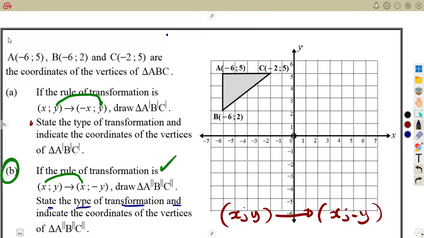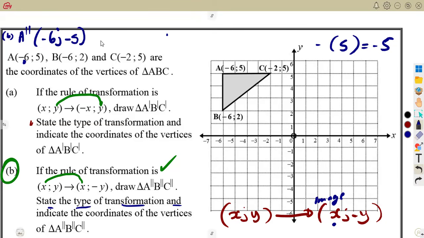So meaning to say, let's consider these, all right? So this is B. So the image of A, as you can see this time, there are two bars there. So the image of A was going to be what? X is not affected, remember, on the image. X remains as it is. So the X is minus 6. It is the Y value which is now being multiplied by minus, from Y to minus Y. So this 5, you multiply it by a negative, it will be minus 5. So the 5 is going to change to minus 5.